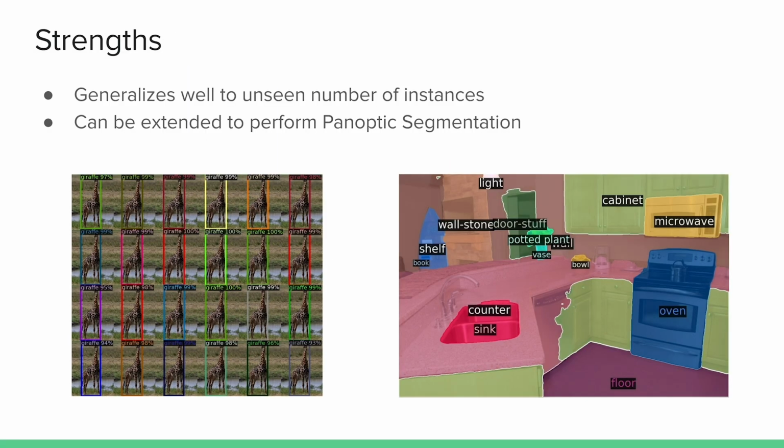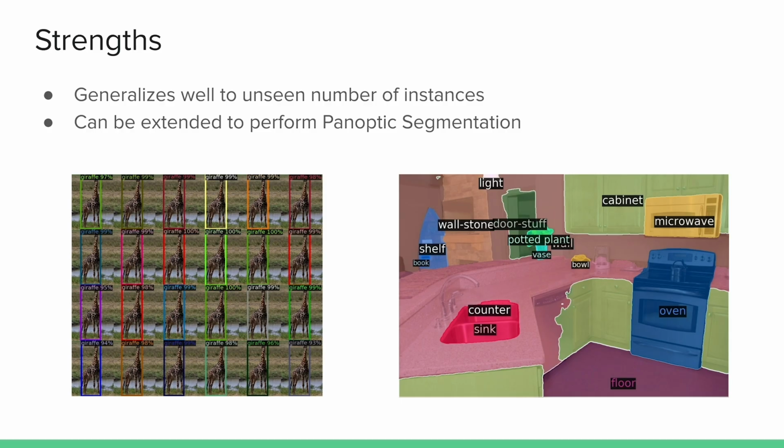Some of the strengths of this detection transformer is that it generalizes pretty well even to an unseen number of instances. They had this nice visualization here where they just took one image and replicated it a bunch of times. And even though the network never saw such an image, it can generalize this and say, well, there are, I don't know, 24 giraffes in that image.